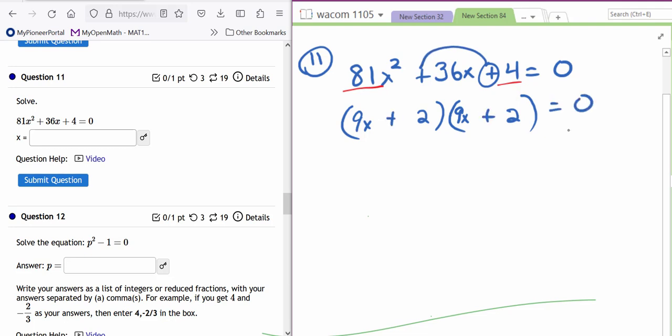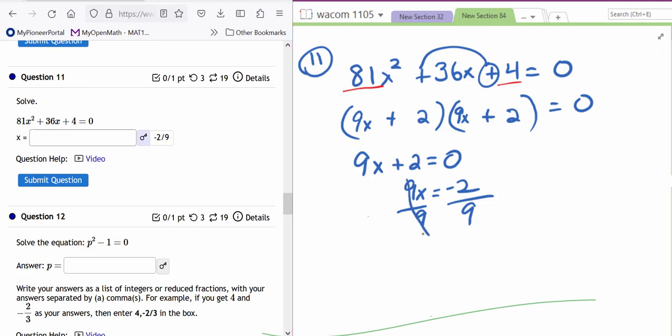Right. So this one is similar to the one we had a little bit ago. You only have to solve one of them. It's going to give you the same solution. So we'll subtract the 2 and divide by 9. So negative 2/9 is our answer.